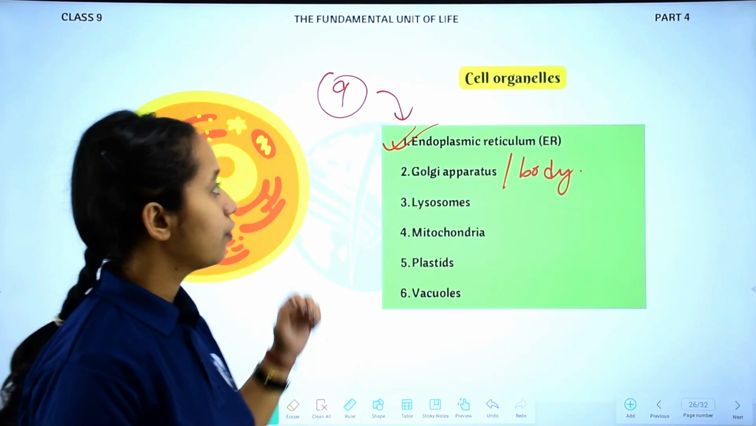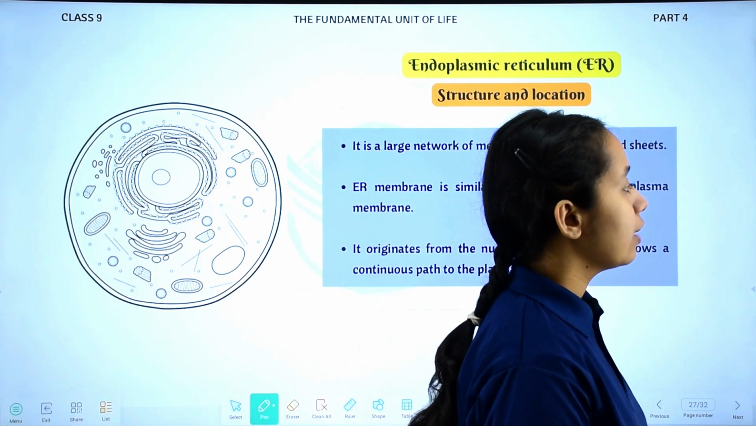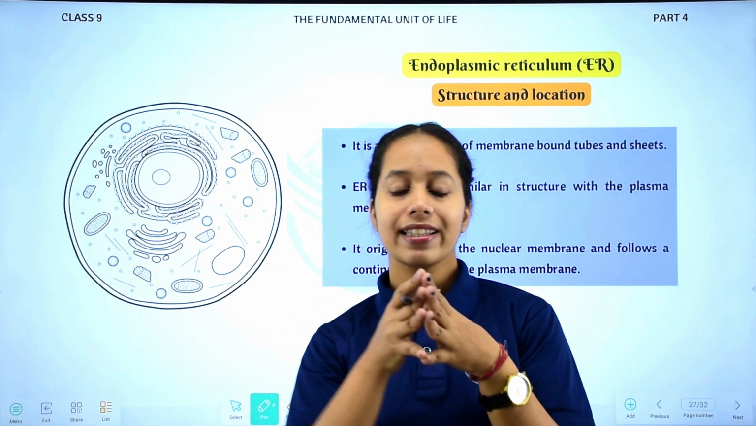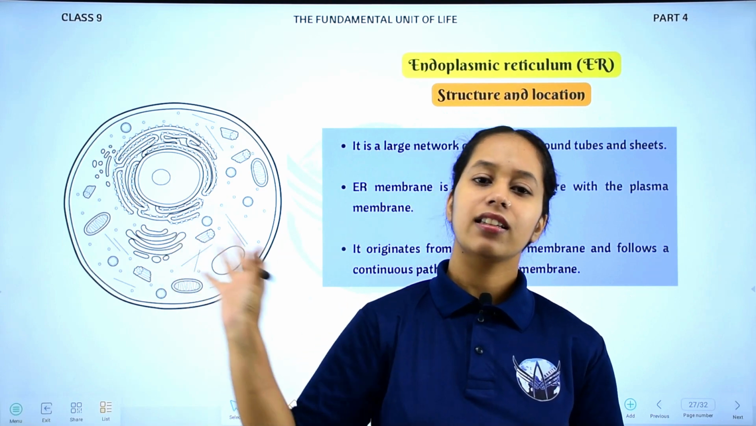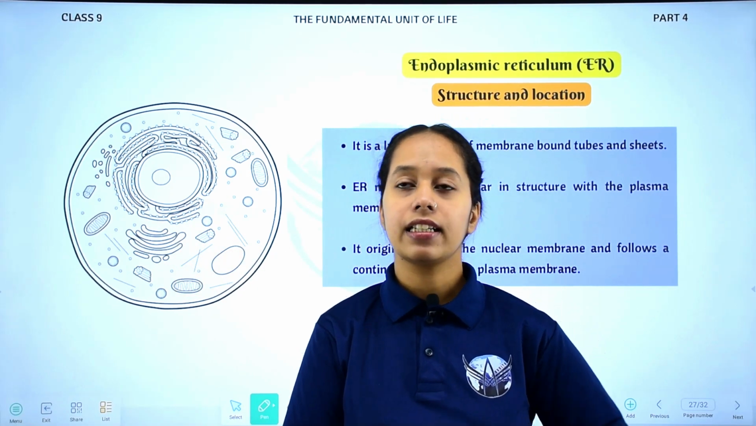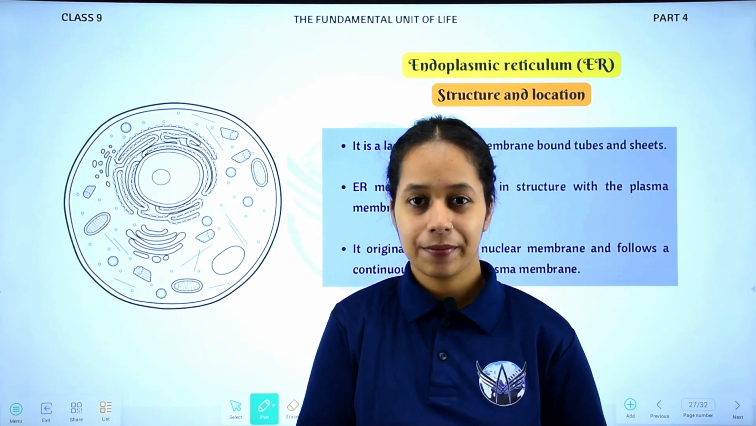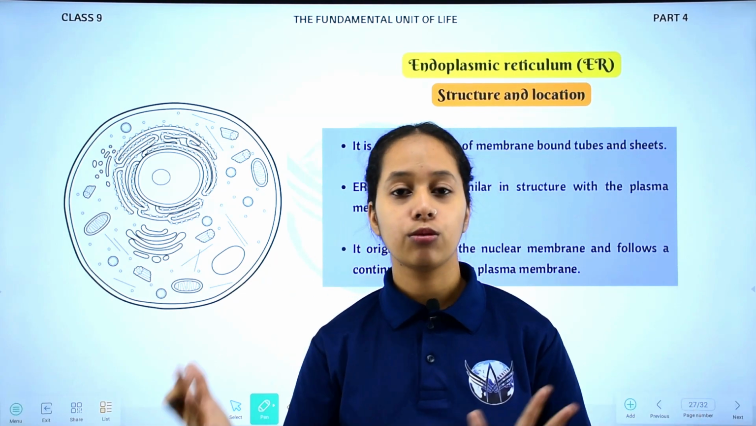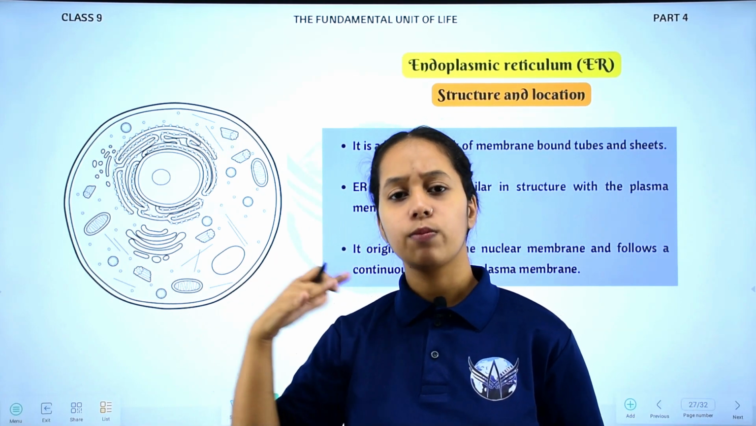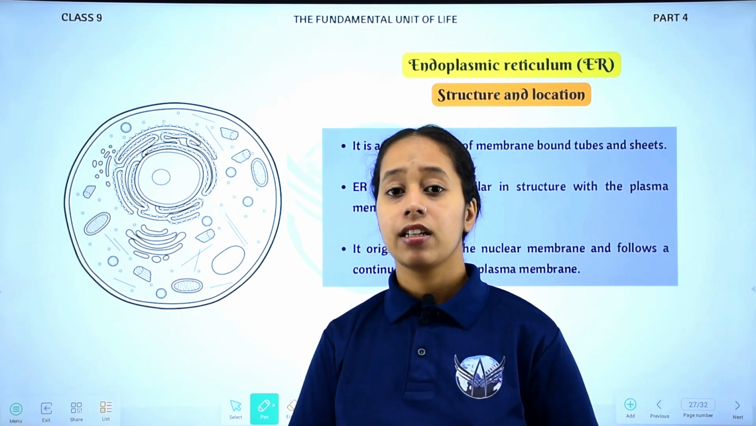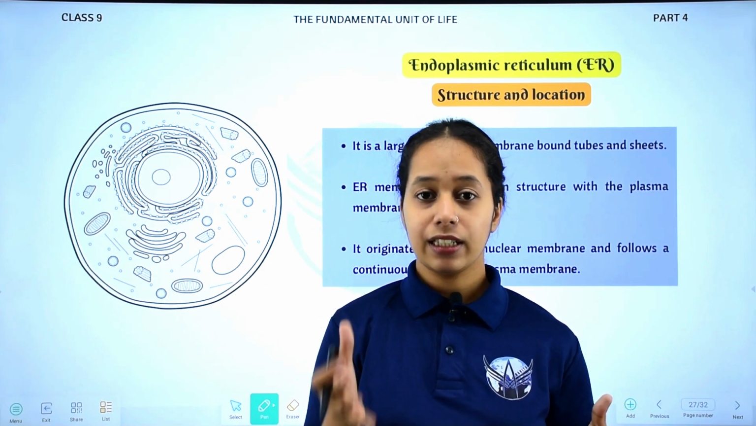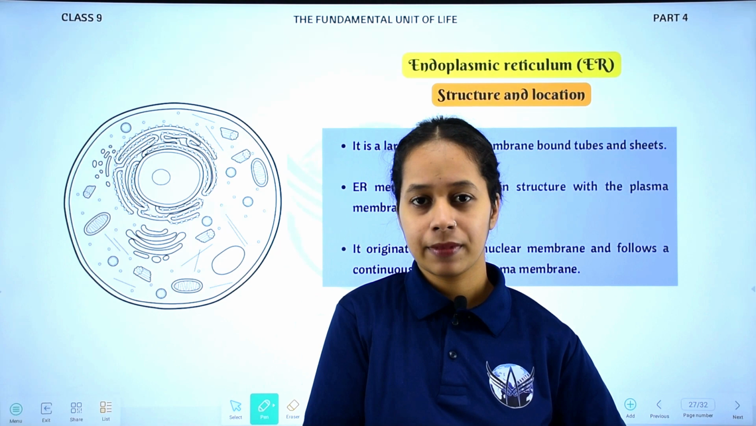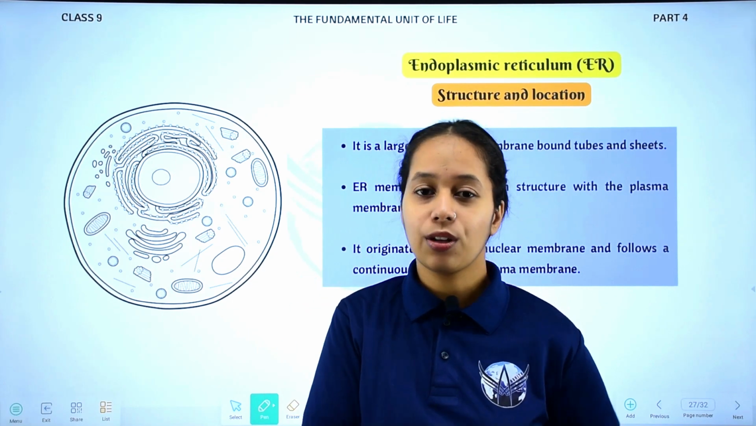So let us start with our first cell organelle, which is ER or endoplasmic reticulum. If you ask me what is ER in a single line, I would say that ER is like a factory. Nucleus gives the instruction to the cell about what to do, how to do, and where the cell needs to perform that particular function. So ER is like a factory and it also helps in transportation. Factory in the sense that it makes various substances, and ER also helps in transportation of those substances.